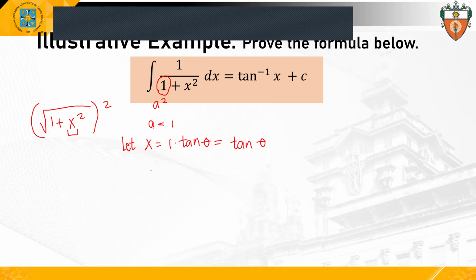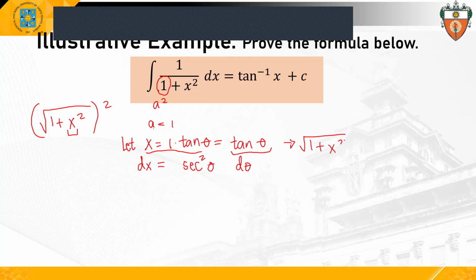Let's simplify that. If we are to differentiate both sides of the expression, we have a dx here and a d theta on the other side, and the derivative of tan is, what's that? Secant squared theta. Okay. Tapos sabi natin, if we have this representation for our x, that means this radical, yung square root ng 1 plus x squared, di ba?